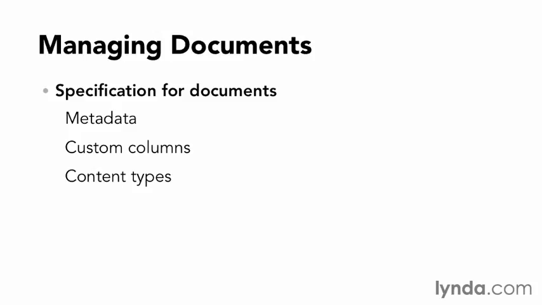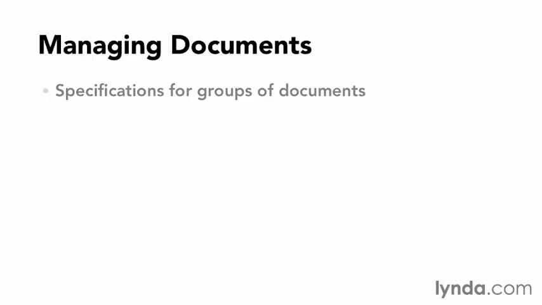And here's where that term inheritance comes back again, because if we create a site column and then we create a content type that's broad, the more specific content types based on that content type inherit everything it has going on as well. We can also create specifications for entire groups of documents, and these are called document sets.